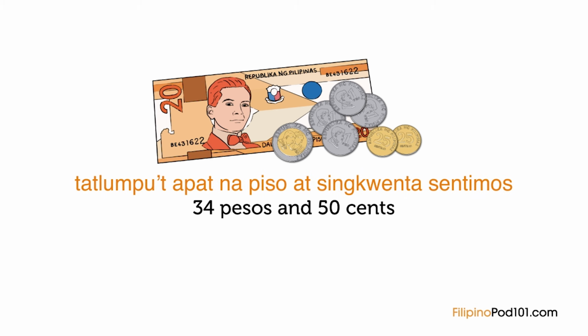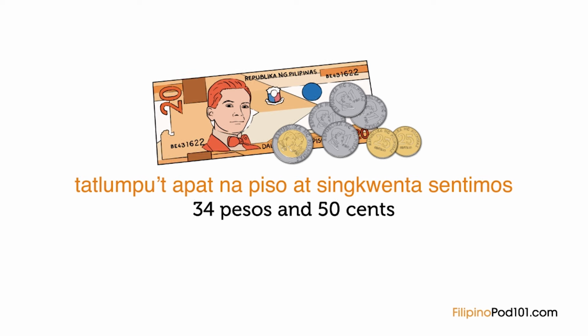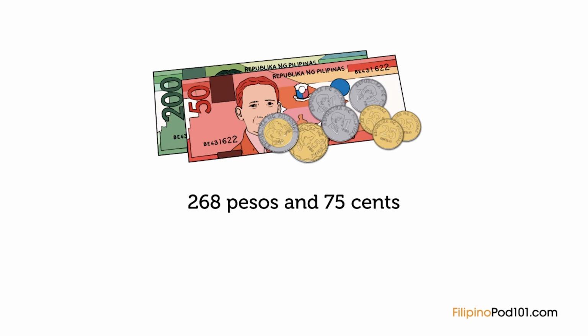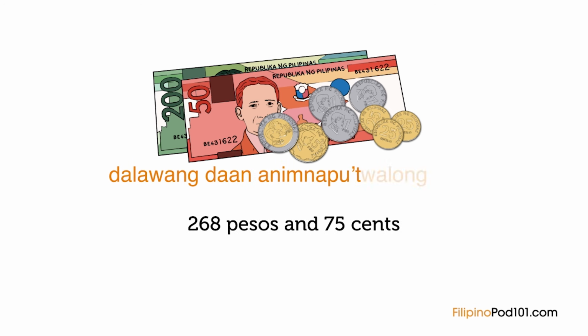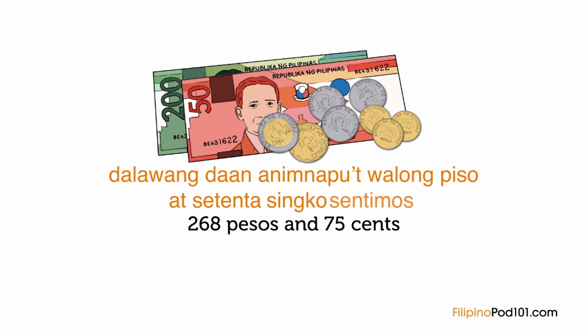Again, we use a connector between the number and piso. Then we add at, meaning and, in between the piso and the centimo. 34 na piso at 50 centimos. Here's another example. 268 pesos and 75 cents. 268 piso at 75 centimos.